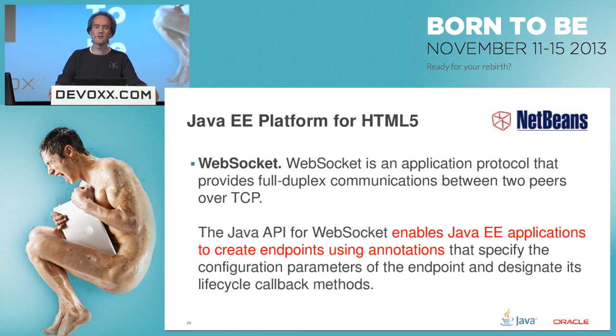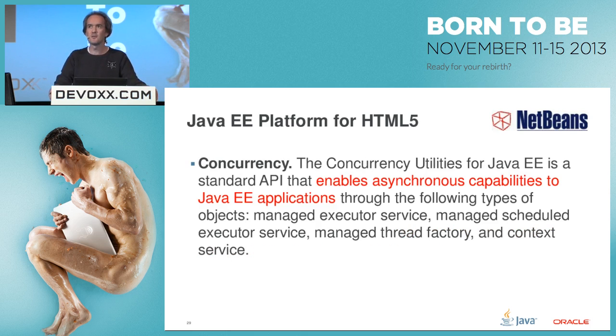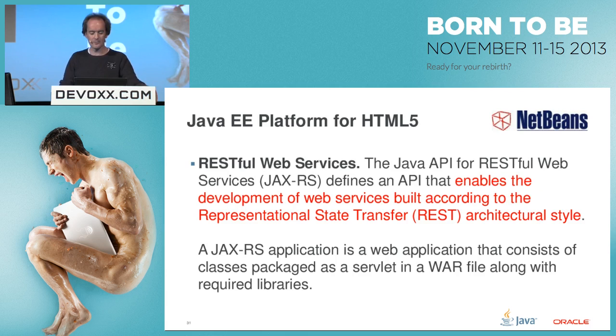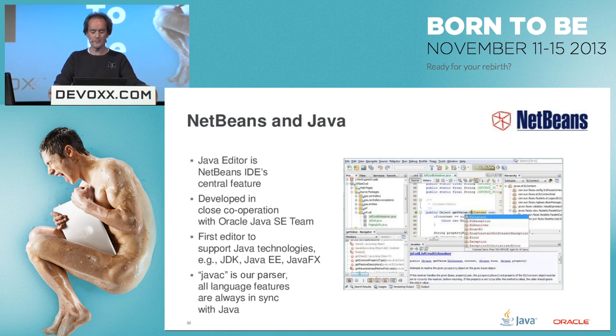WebSocket, full duplex communication channels over a single TCP connection, handled via Java APIs with annotations, as is increasingly the case with Java EE, and also concurrency and batch, similarly focused on speed and performance, and RESTful web services providing a standardized way of exposing data that you have in whatever form, either to the UI in JSF or to a UI that could be created in JavaScript. So again, there's a series of tools that we can use to combine those two together.